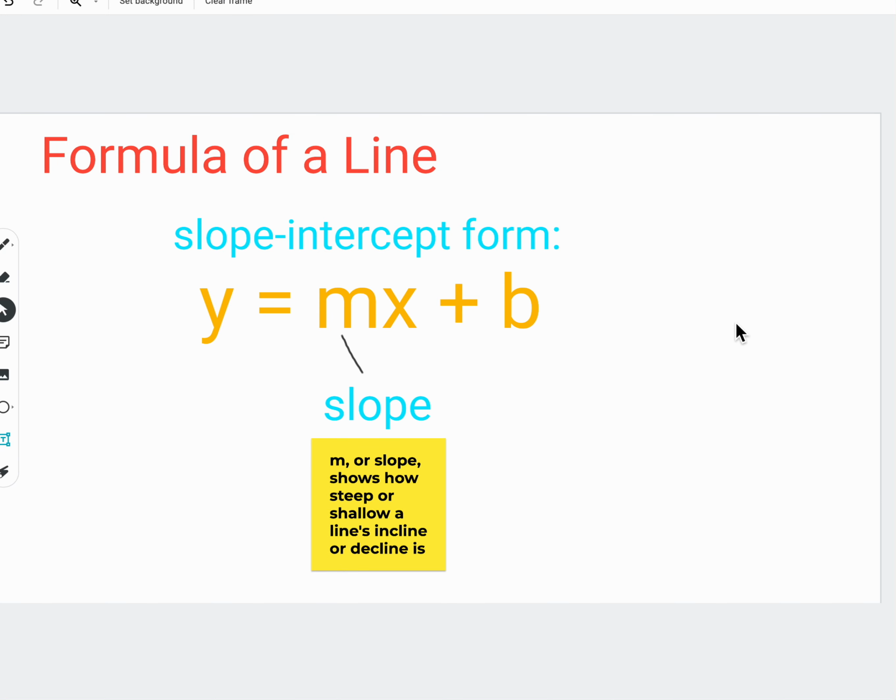A positive slope means that the line will rise from left to right. And a negative slope will descend from left to right. To find m, we'll need 2 points along the line to find the rise over run.